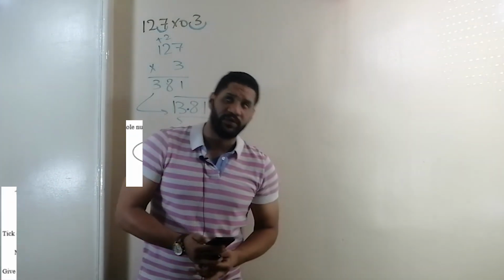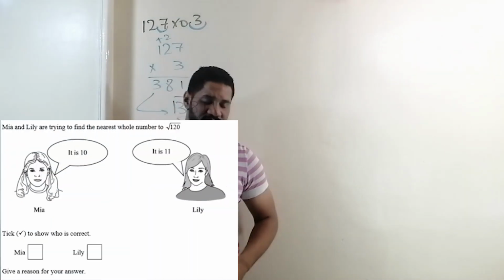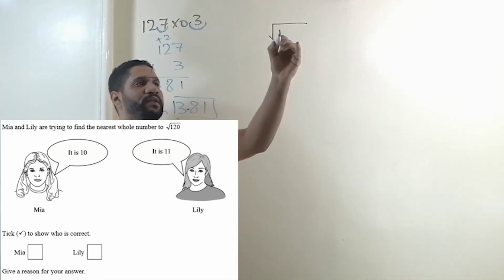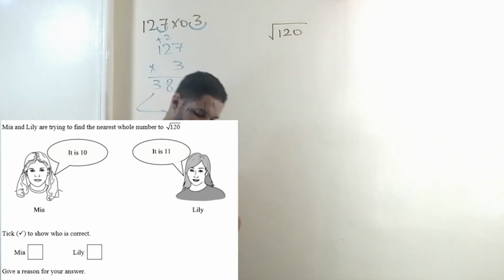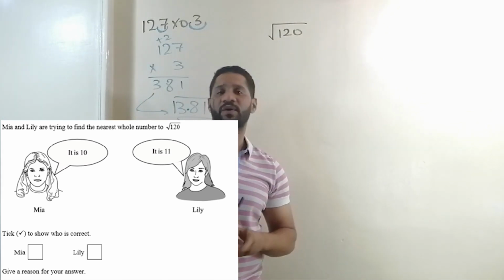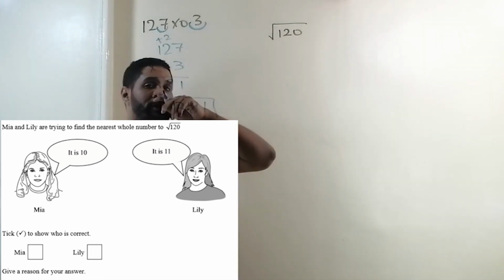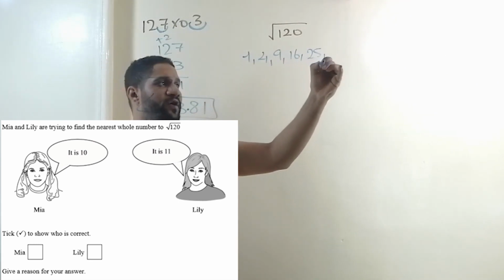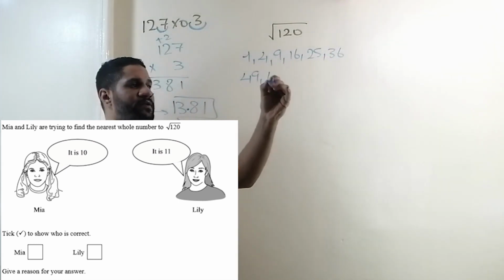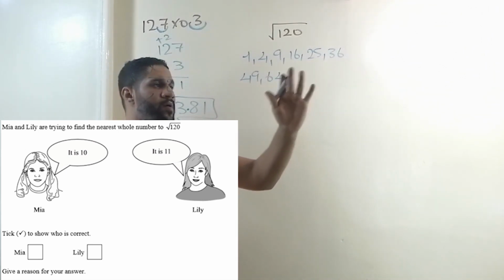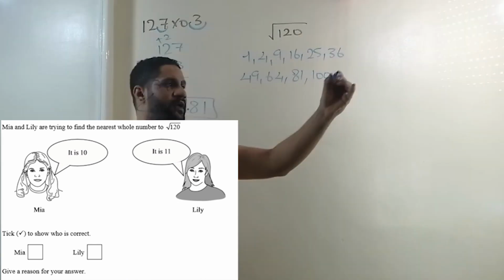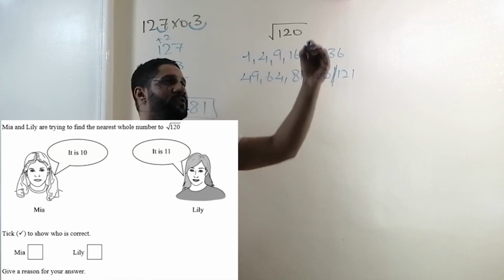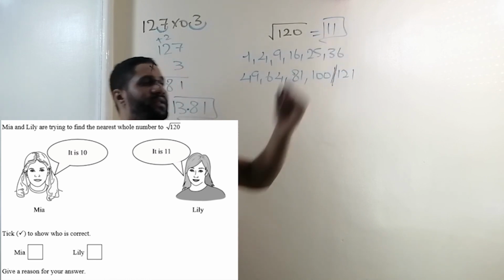If you look at number 5, we discussed it before in the class, but let's say it again. He's saying that Maya and Lily are discussing the square root of 120. To estimate the square root of a number, you start writing the square numbers until you reach this number. So you write the square numbers, which are 1, 4, 9, 16, 25, 36, 49, 64, 81, 100, and 121. I can see that the square root of 120 is here. It is nearest to 121, so it will be approximately 11.